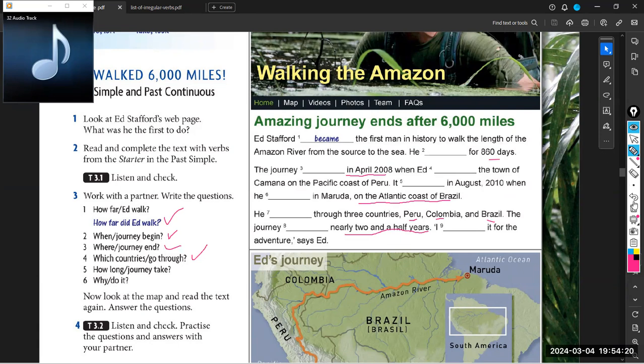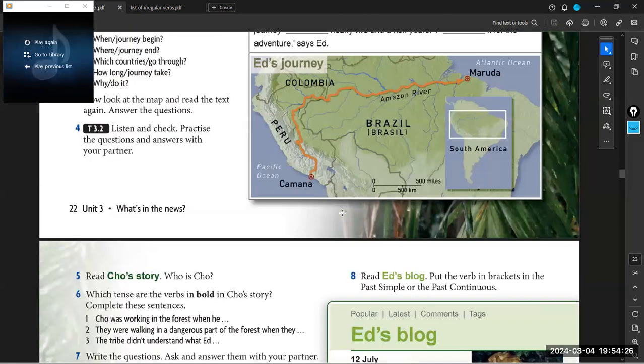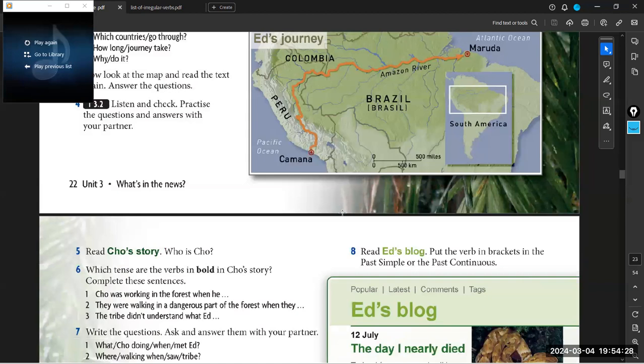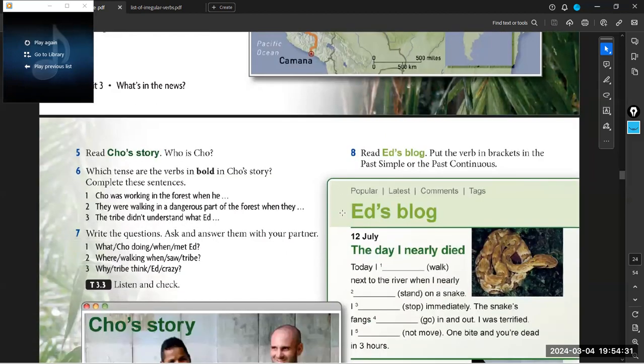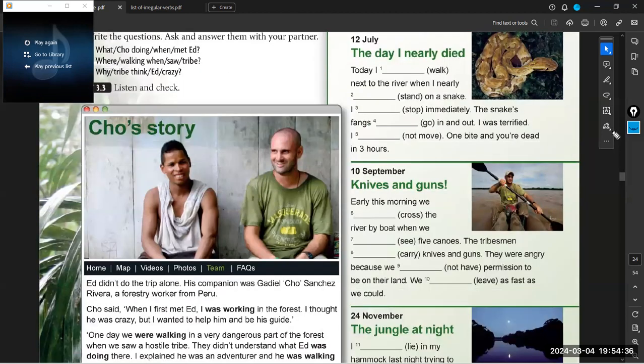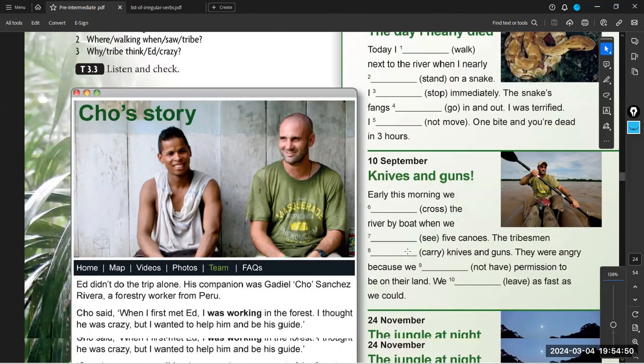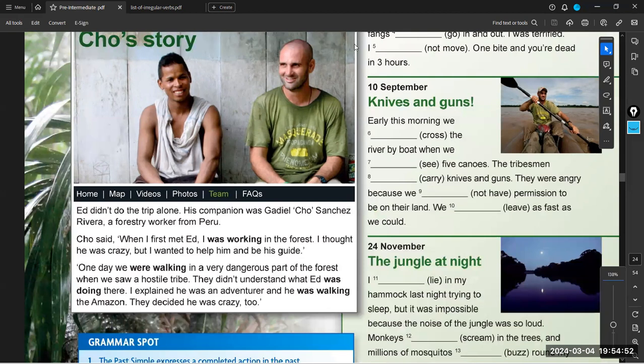So that's it. He did it for the adventure again. This is everything concerning simple past. We haven't discussed the past continuous yet. Now let's try to read Cho's story. Cho is the name of the boy. And we have to notice the usage of the past continuous. You have to tell me now, why did we use the past continuous? Let's read this text and learn the usage of the past continuous. In the next class, we are going to complete practicing.